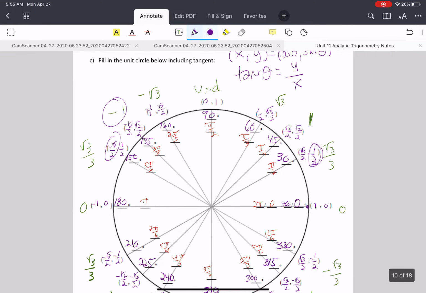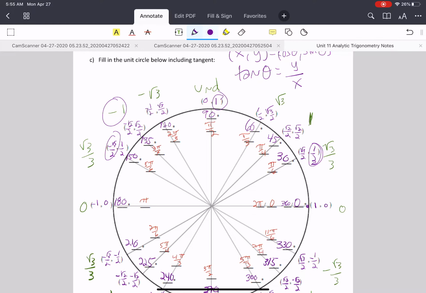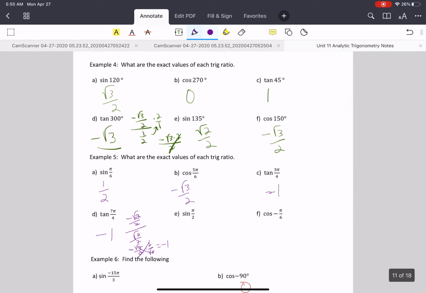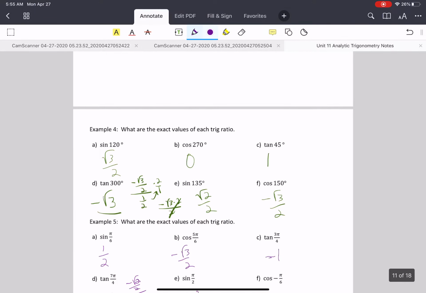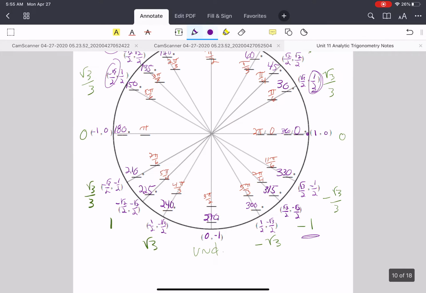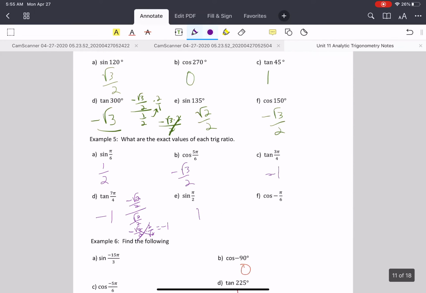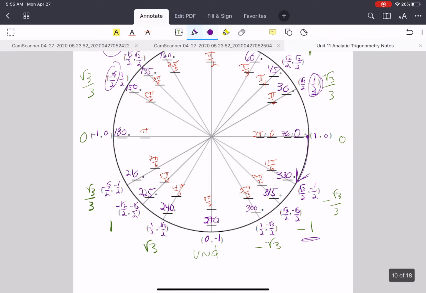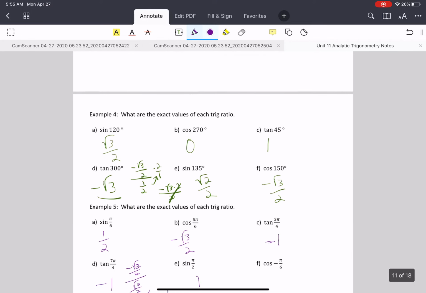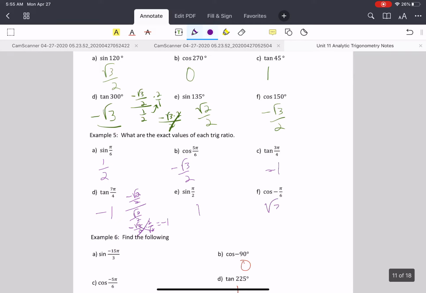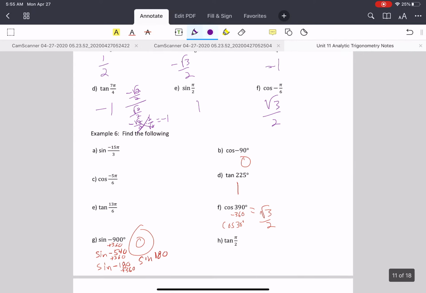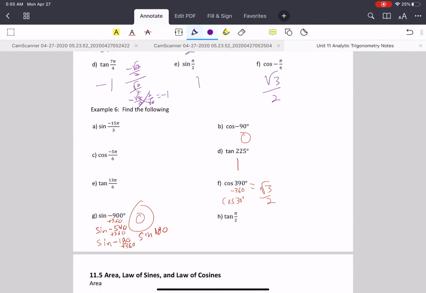The sine of pi halves is the y coordinate there, so that would be 1. And then the cosine of negative pi sixths, so I start here at 0 and I rotate negative pi sixths, so that's clockwise. So that's coterminal with 11 pi sixths. And I want the cosine there, so I'm going to take root 3 over 2. Okay. All right, example 6.